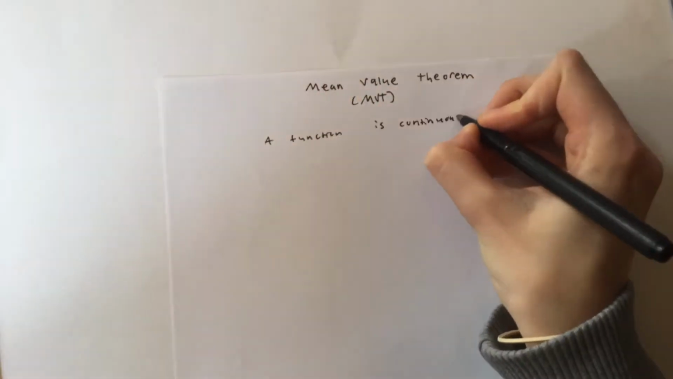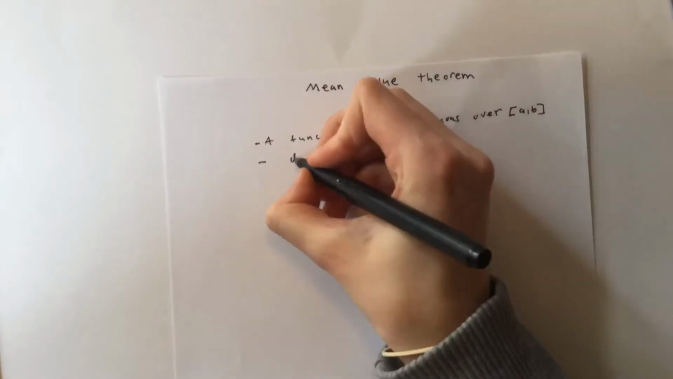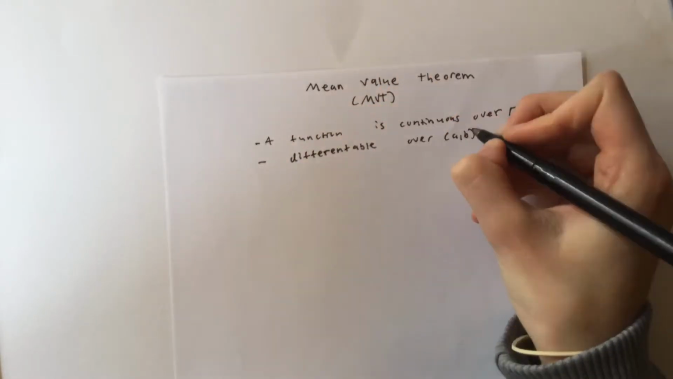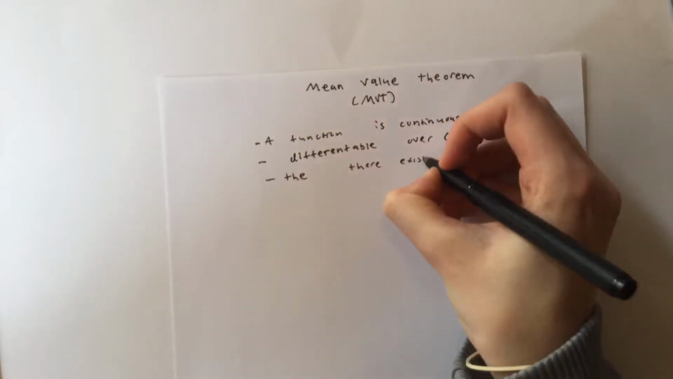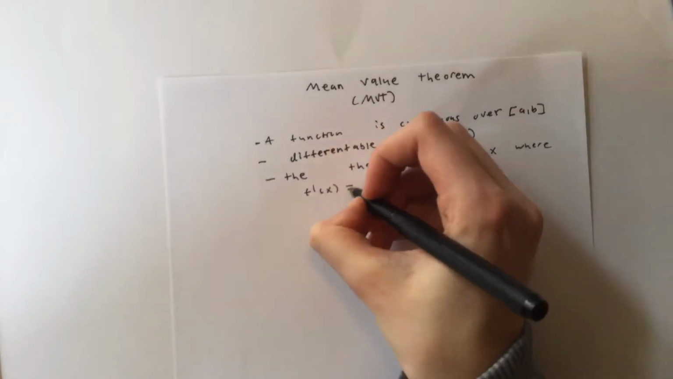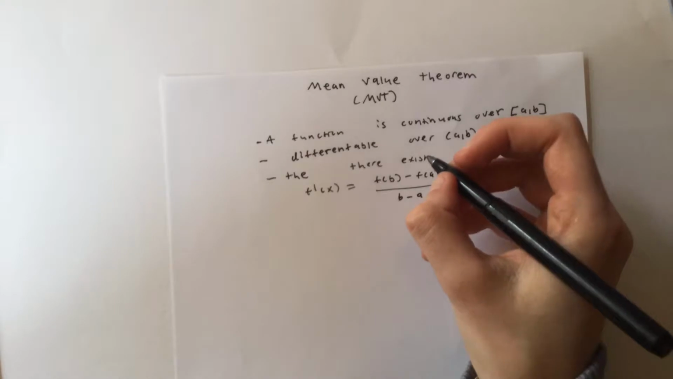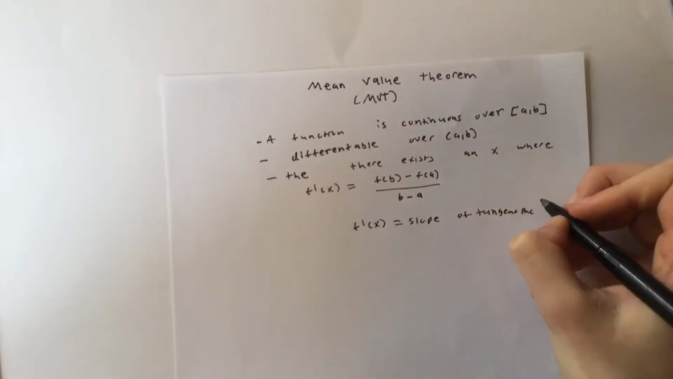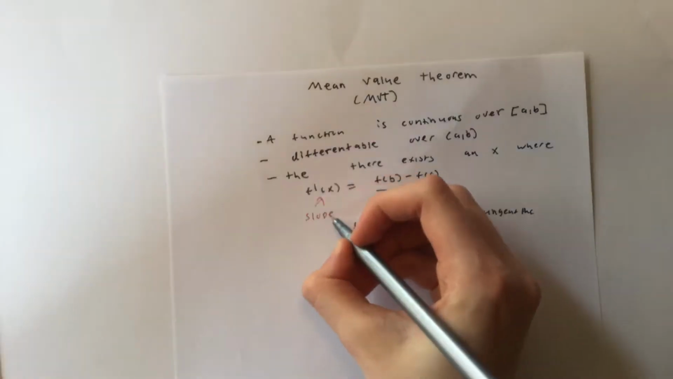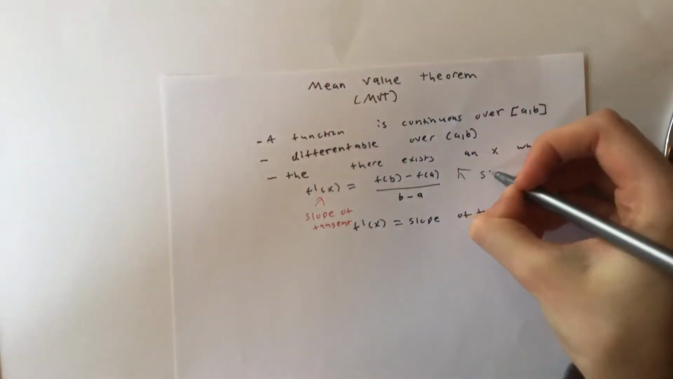Mean value theorem, which is always called MVT normally. If a function is continuous over the closed interval [a, b] and differentiable over the open interval (a, b), then there exists an x where f prime of x equals f of b minus f of a divided by b minus a. All this is basically saying is the slope of the tangent line equals the slope of the secant line if the function is differentiable and continuous.